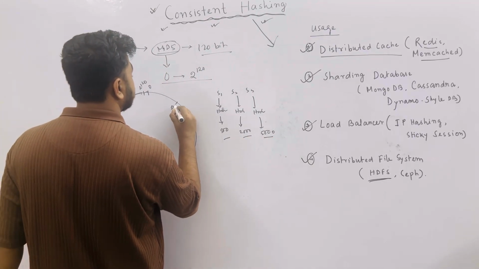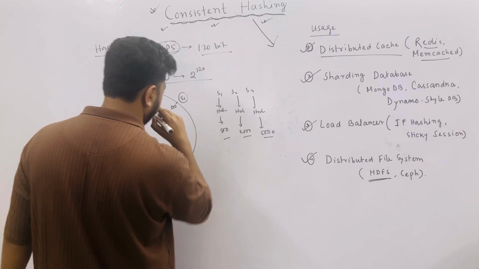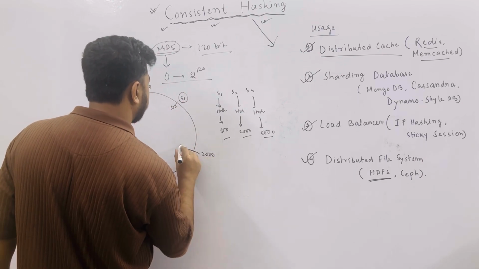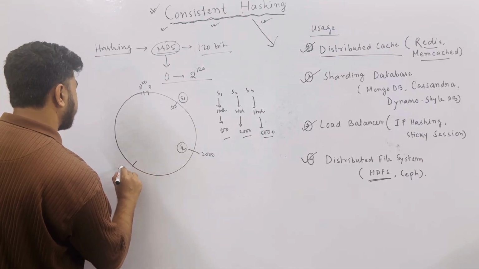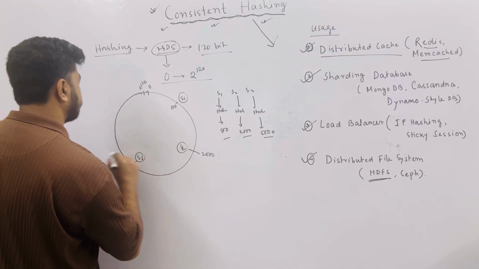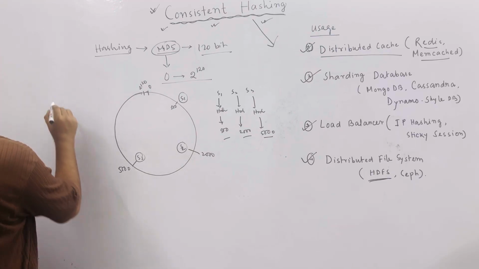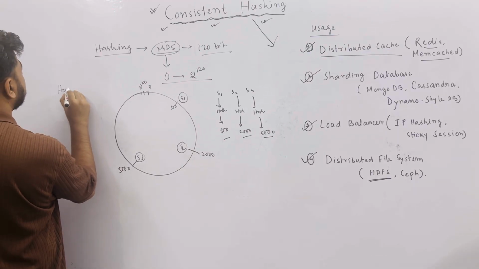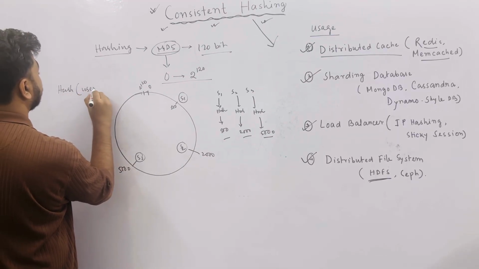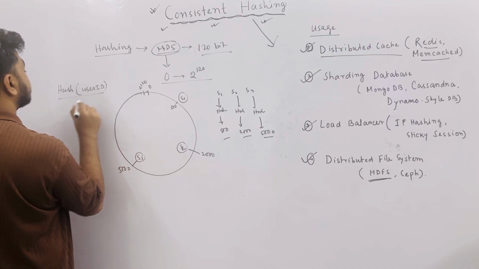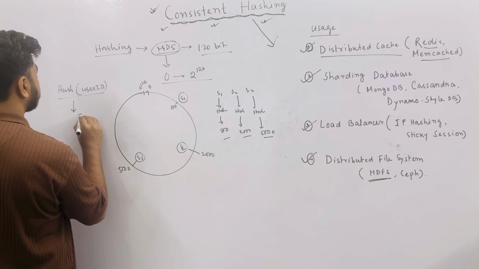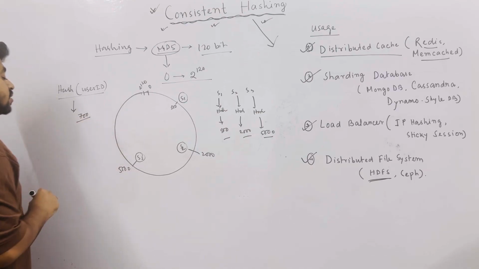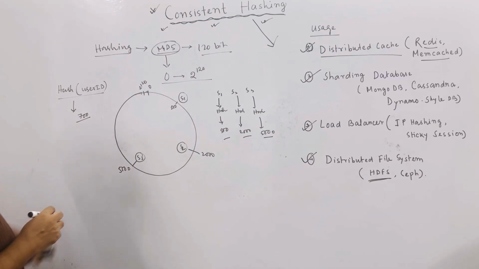Suppose 500 is this one and I am placing S1 here, 2000 is here and I am placing S2 here, and 5000 is here and I am placing S3 here. Okay. So now any user request comes, we will do hashing of the same user request, and I am considering the hash value is coming 700.